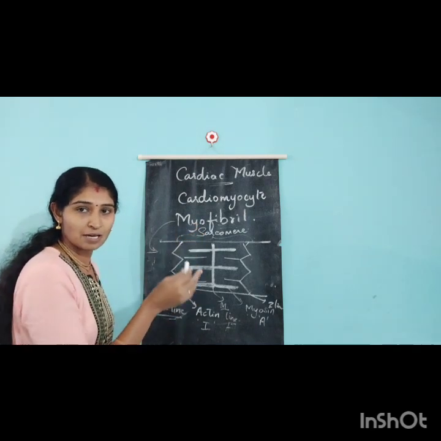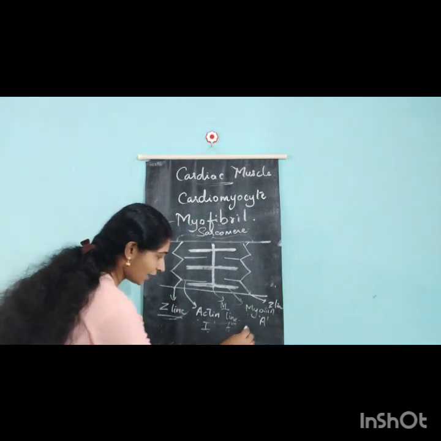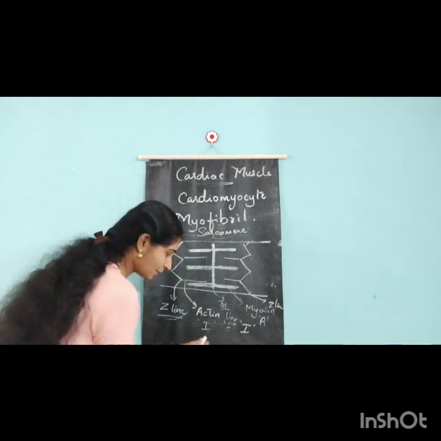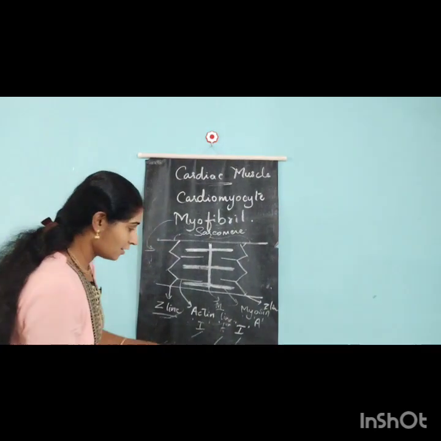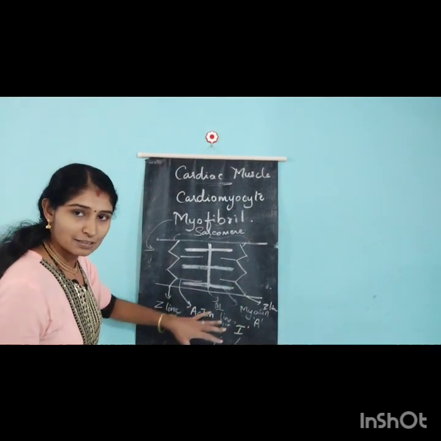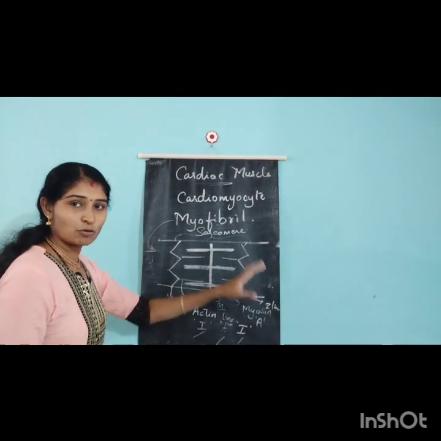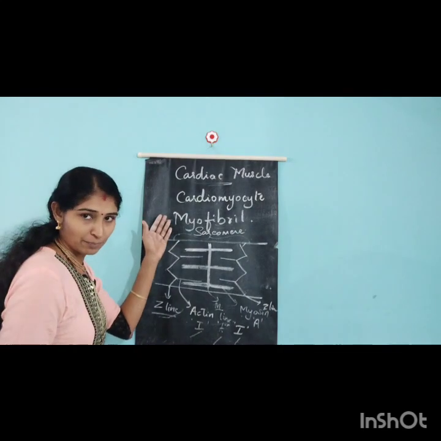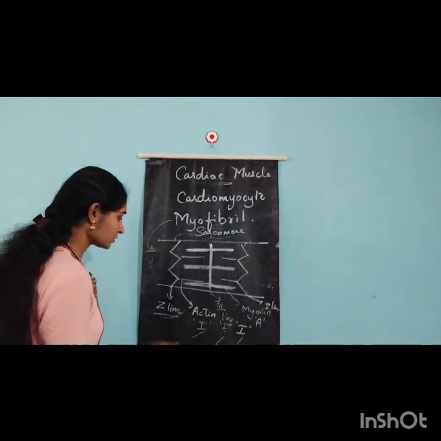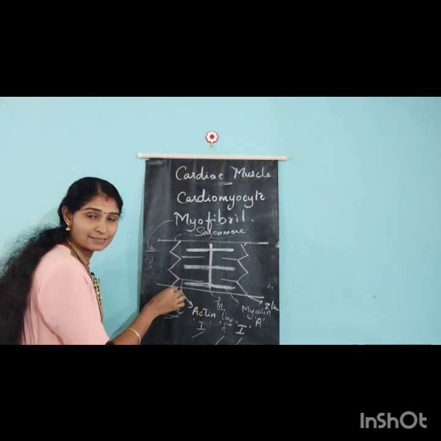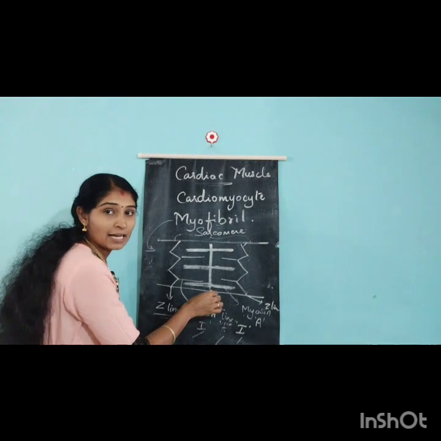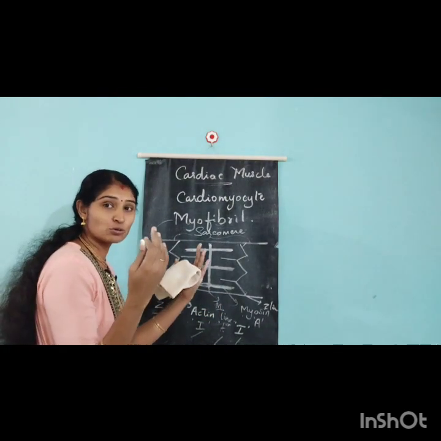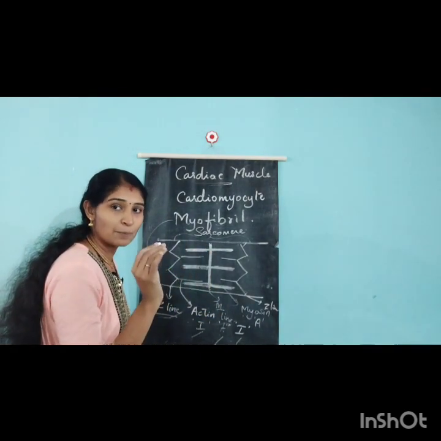What is sarcomere? Sarcomere is having IAI band. That means actin, myosin and actin. Actin, myosin and actin. It is separated by Z line, that is one sarcomere, and many sarcomeres together form the myofibril. So here Z line means what? Z line separates one sarcomere from the other sarcomere. M line is what? It connects two thick bands by an accessory protein.